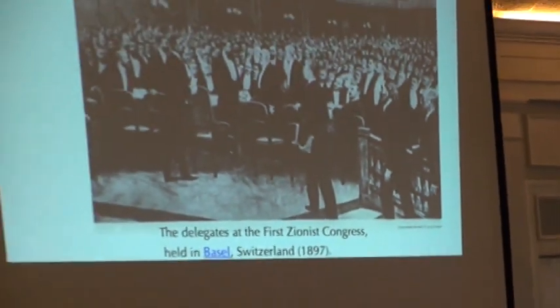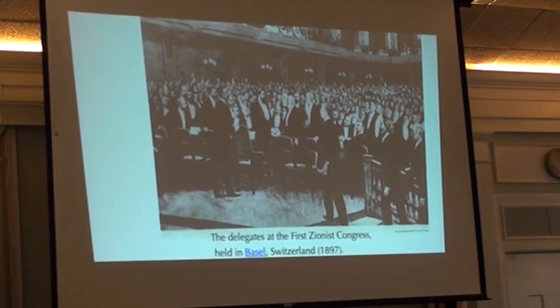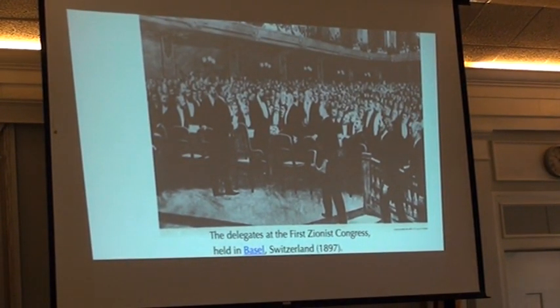Can we go to the next slide? And so he called a meeting of all the Jewish representatives of the world at that time to the city of Basel in Switzerland, and he convened what we now know as the First Zionist Congress in 1897.